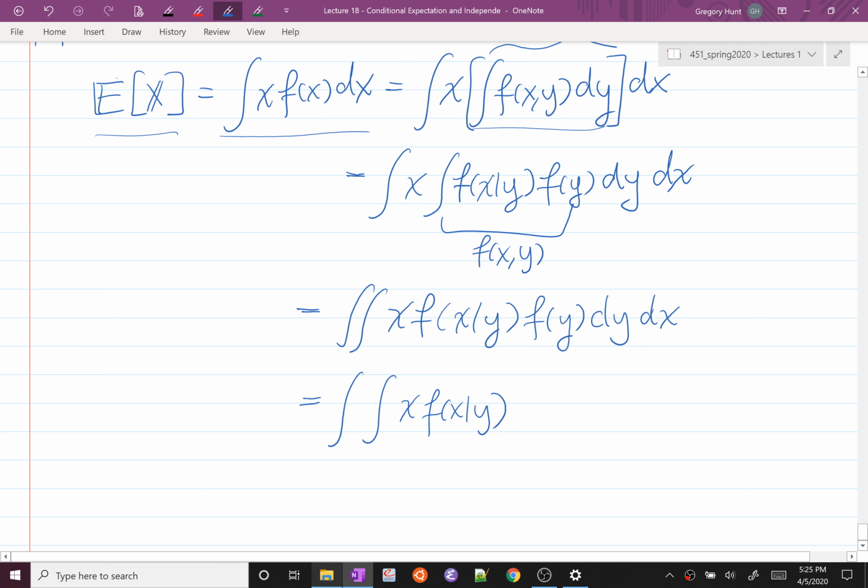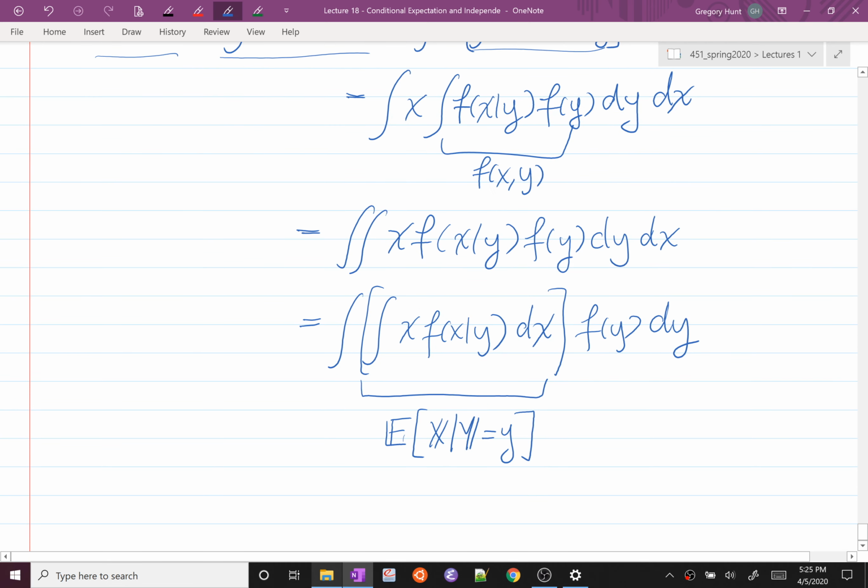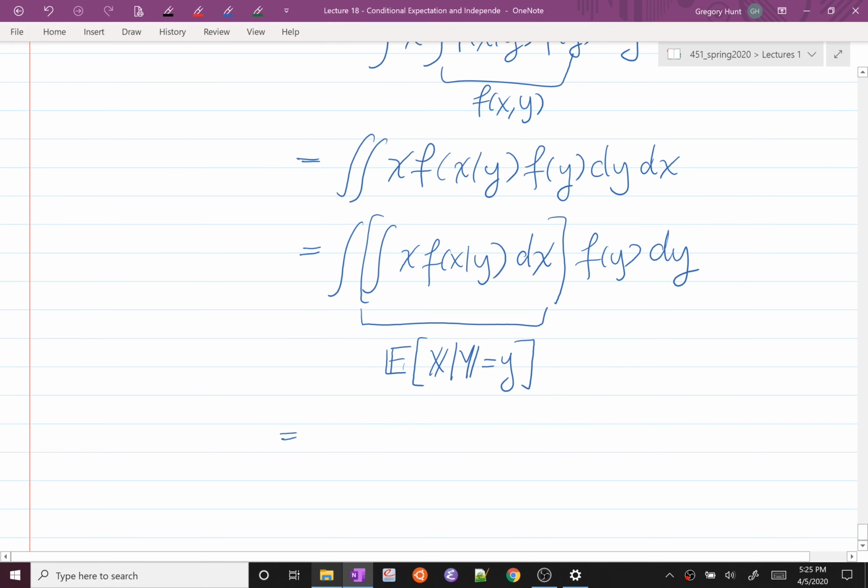for a given value of y, the conditional expectation of X given Y equal to little y. And so this is, with f of y dy, precisely what we had written up. It's the expected value with respect to Y. We get f of y times this thing, which is what our formula says. Okay, so this connects our iterated expectation, which should just give us back the expected value of X.